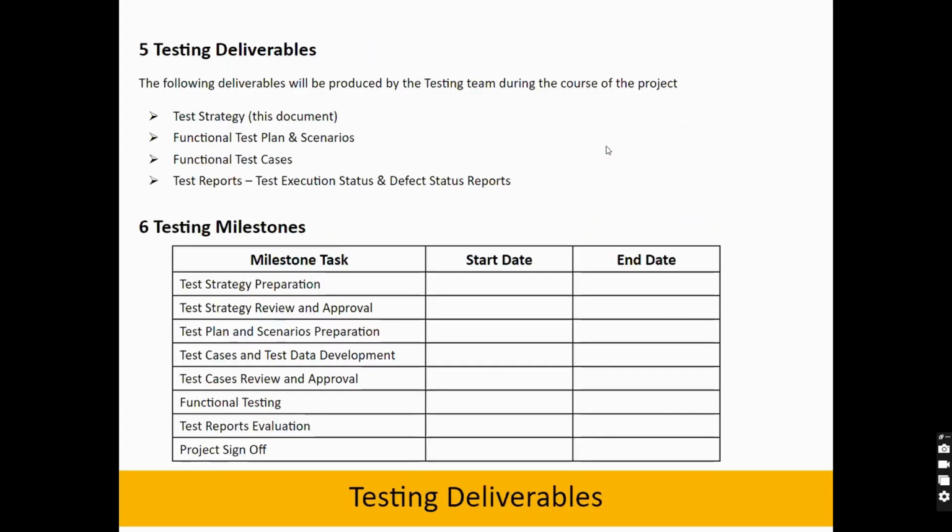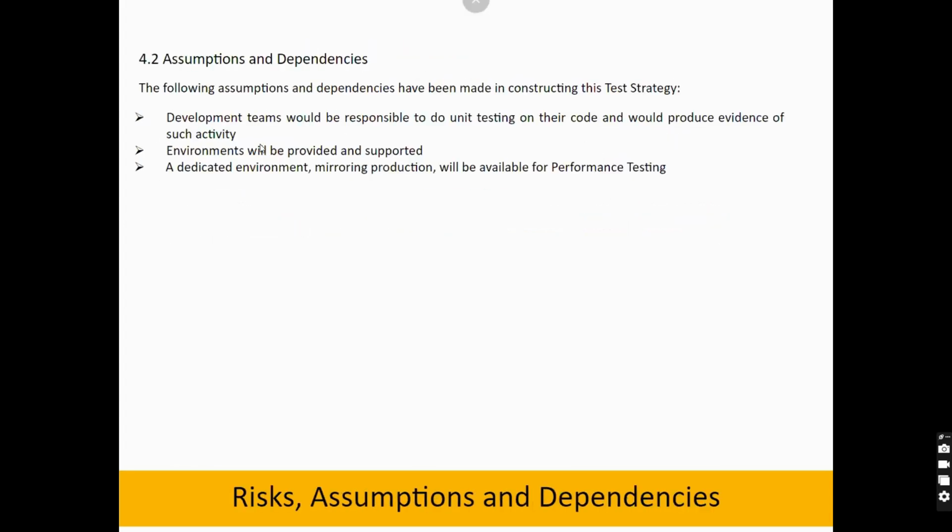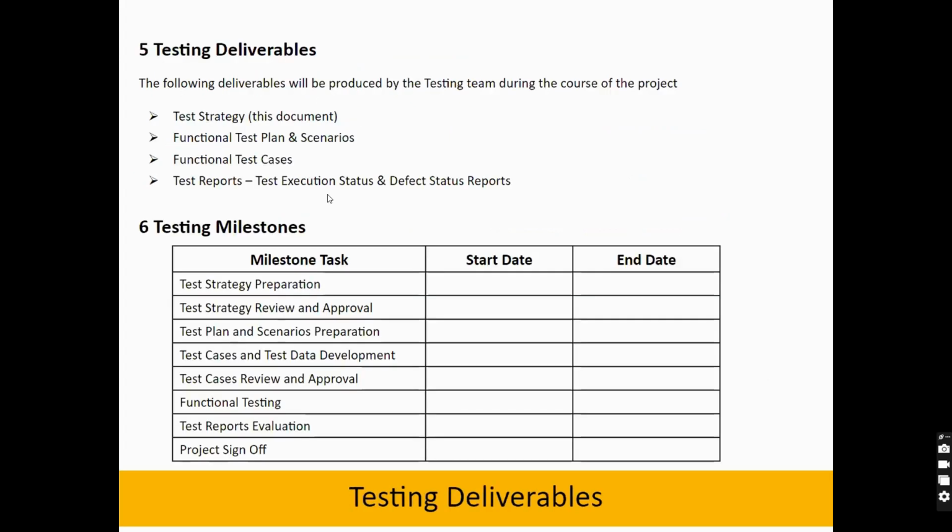Clear, guys? Next, the assumptions and dependencies. If you have any assumptions, we need to write them. If you have any dependencies on any team, then you need to inform that. For example, the DevOps team is not ready with the server, so we are not going to test. Or all tools are not ready from the admin team, so we are not ready for execution. That is called a dependency. We need to tell that. Also deliverables: test strategy, functional test plan and scenarios, functional test cases, test reports. All these we are going to hand over to the customer once we are done with our testing.